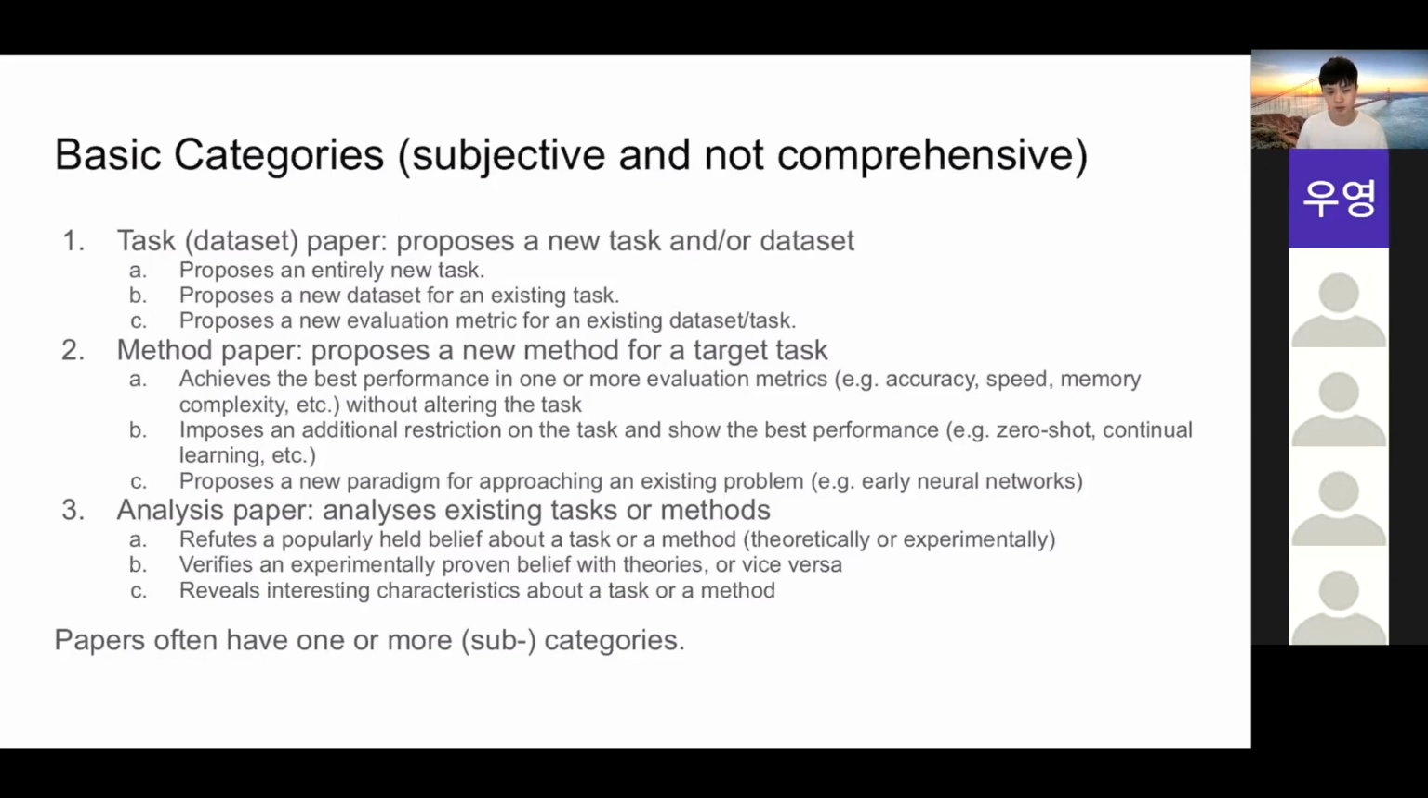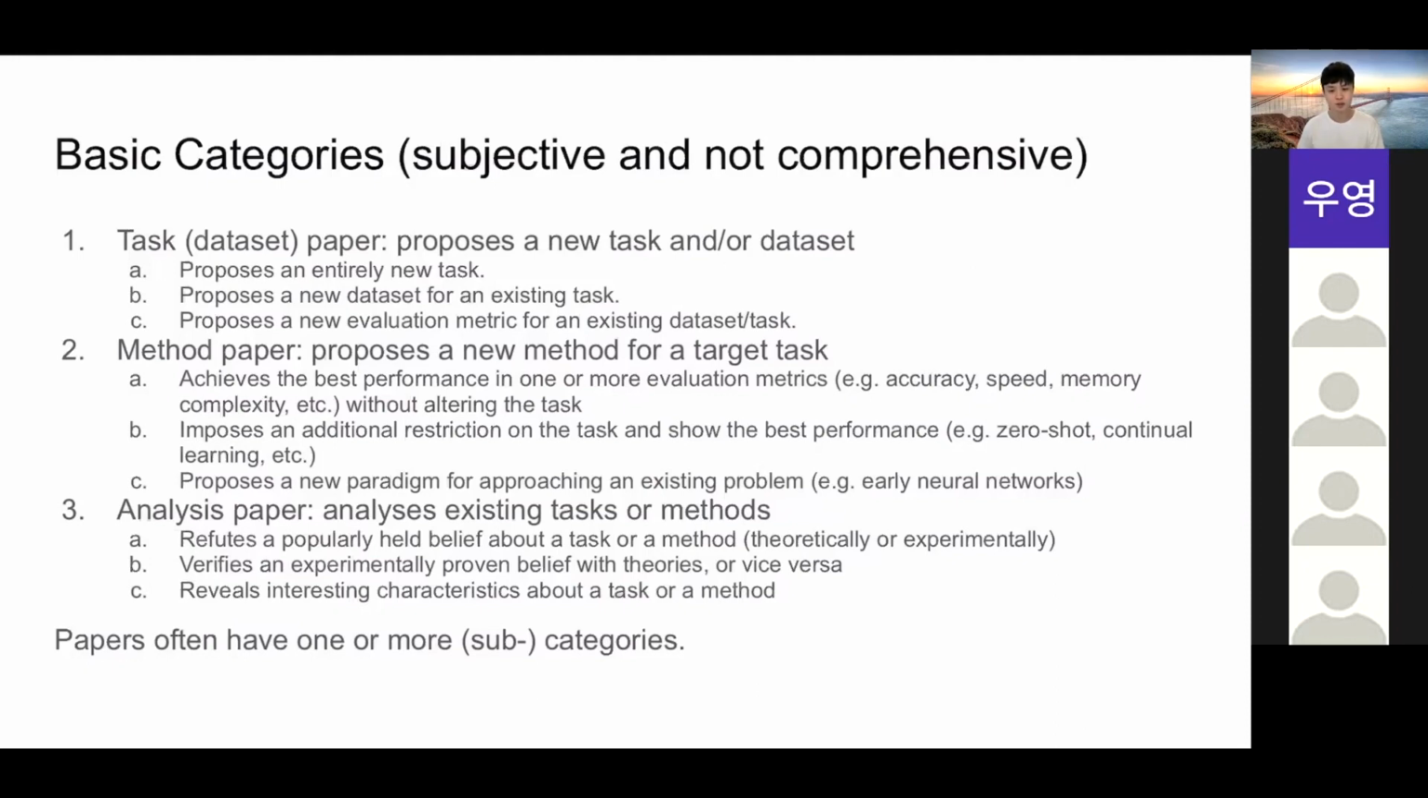And 2C is you're proposing a new paradigm for approaching an existing problem. In this case, you might not be imposing an additional restriction, and you might not be achieving the best performance, but how you approach the problem is quite different and also seems promising enough that you persuade the readers that this is a new paradigm, that future work will someday use. Maybe now it's not as good as other works, but it has good benefits that are worth mentioning. So these are usually, if they actually succeed, really big papers.